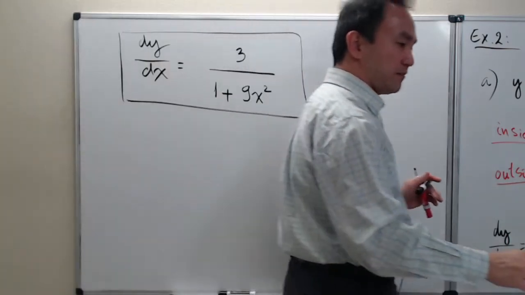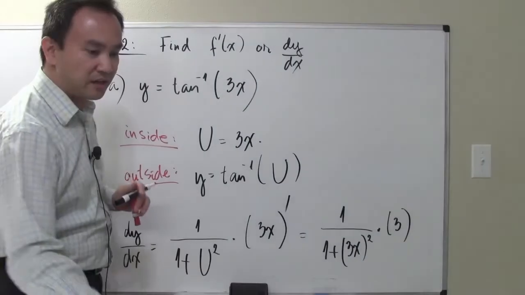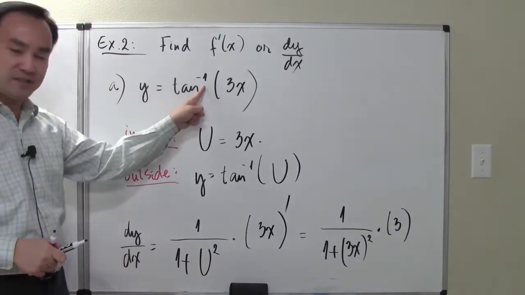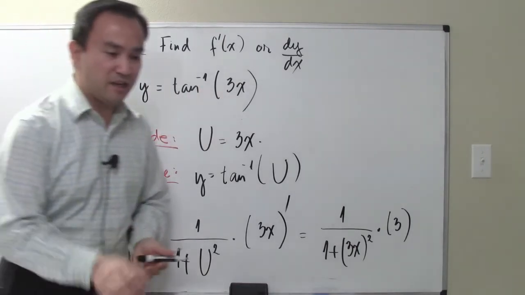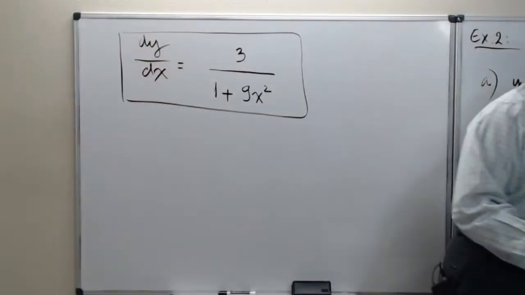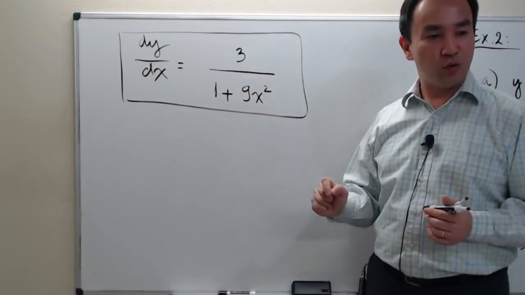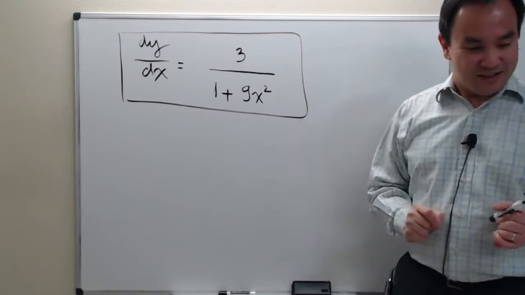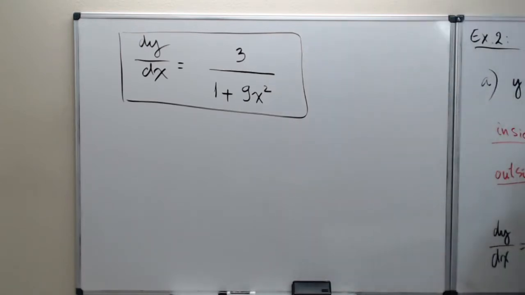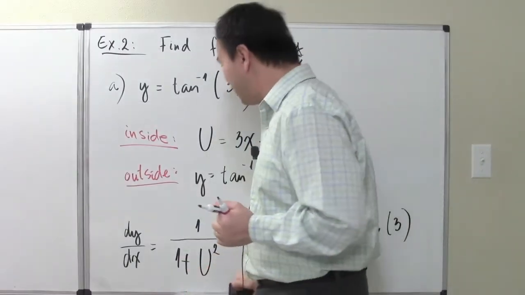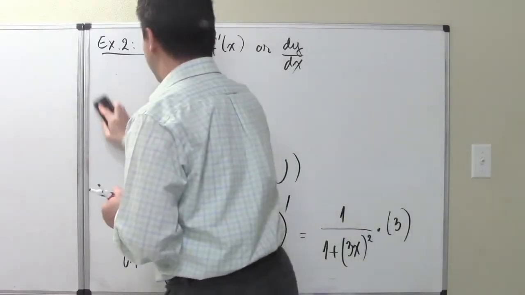Our beginning function was tangent inverse of 3x, and now we have found its derivative being 3 over 1 plus 9x squared. Okay, so now again I am going to take some time to erase my board, and we're going to look into another example problem.